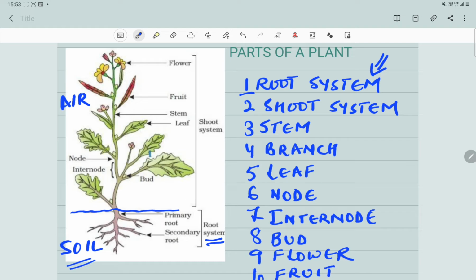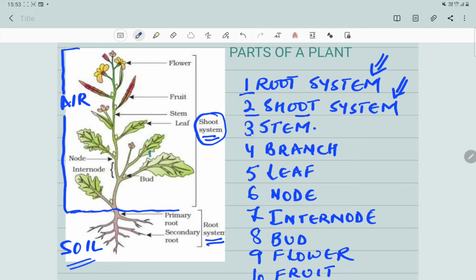The part of the plant which is found above the ground, in the air above the soil, is known as the shoot system, and this is the second part, the shoot system. The third part of the plant is called the stem. Now stem is a part of the shoot system. Now all the parts we are going to study now will be parts of the shoot system only. There are no more parts present in the roots that we have to study.